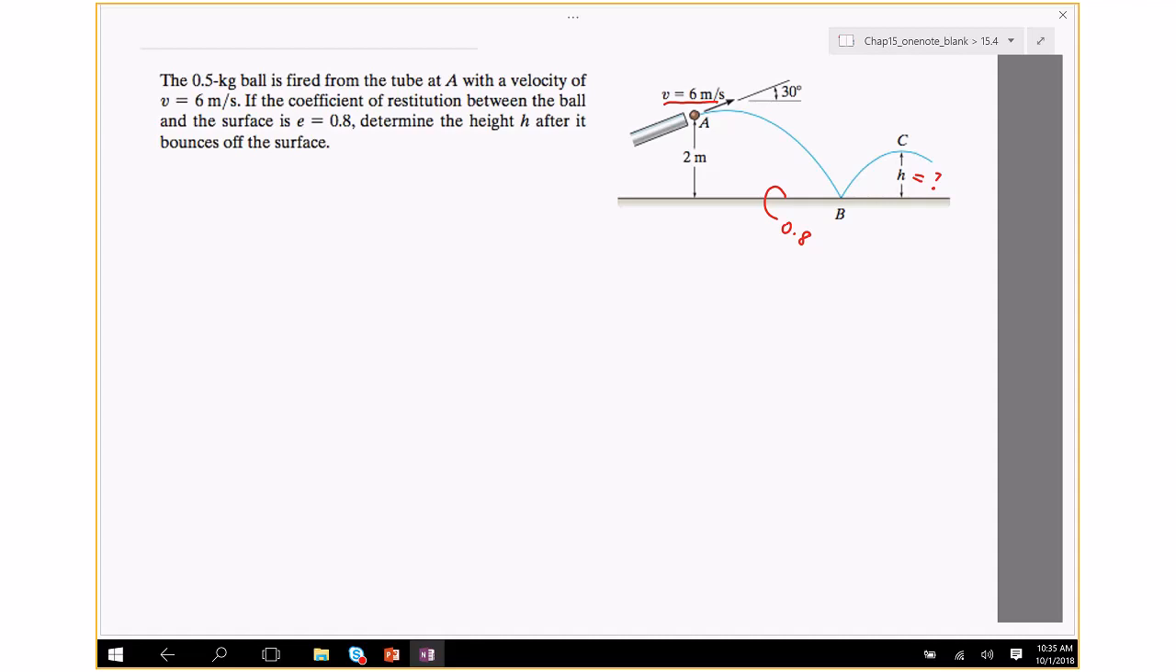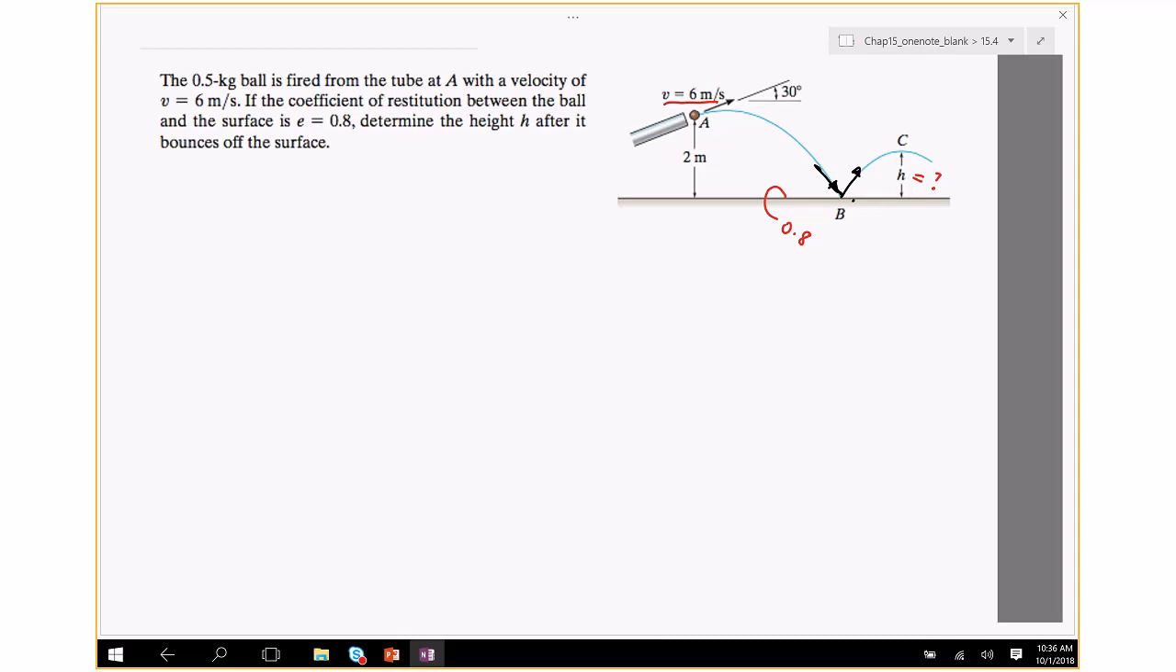Okay, so first thing to think about is if you want to find the height h, you can find it if you know the velocity with which the ball leaves the ground. Now, how can you find that velocity? If you know the velocity with which it approaches the ground, and you know the coefficient of restitution, then you can find the velocity after it rebounds off the ground. So we need to find the velocity at B before it collides, and that will help us solve for the height.